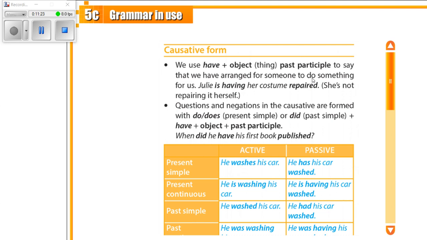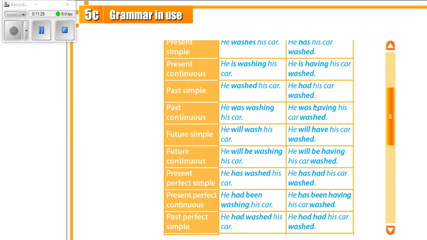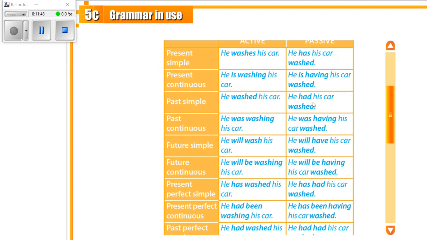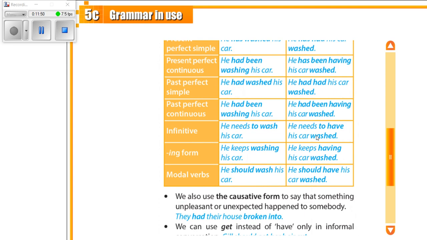We have a table also for this rule. For the present simple: he washes his car, so it will be he has his car washed. He is washing his car. He is having his car washed. He washed his car. He had his car washed. He was washing his car; for past continuous, he was having his car washed. And so on for the others. You have to read it on your own.